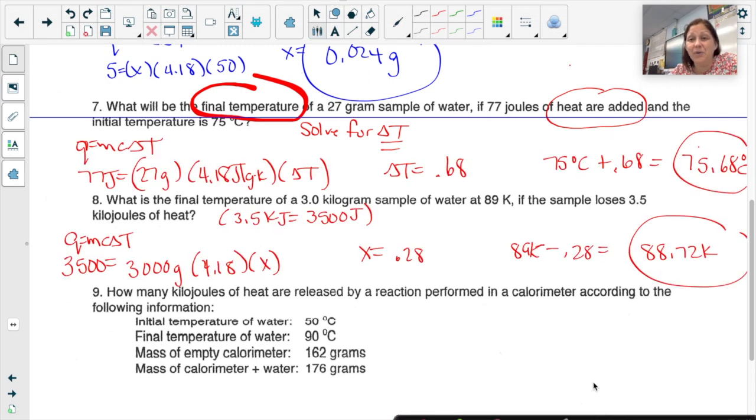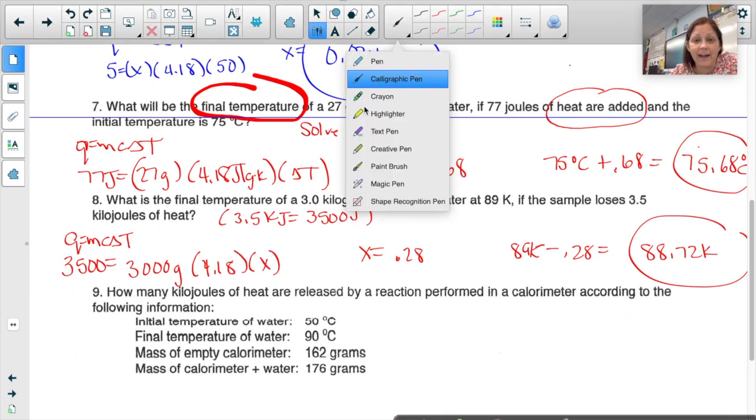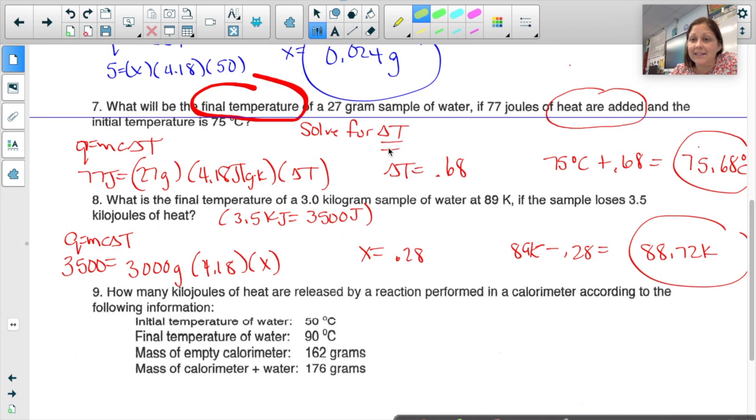So for these two, because it is asking for a temperature and not asking about the mass or the heat, you want to make sure that you solve for the change in temperature. Then you read: for the first one, heat was added, so you add the temperature change to the initial to get the answer. For the second one, it says that the sample loses heat, so you subtract from it to get the final answer.